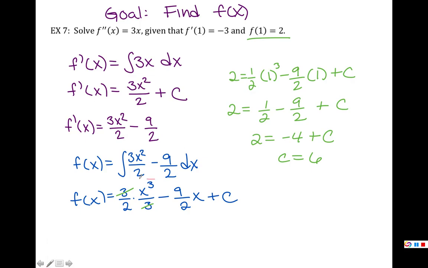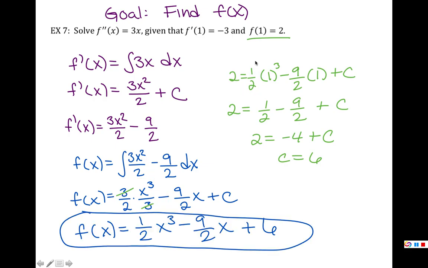If you look at my function down here, I canceled those 3's out, and that's how I got this 1/2. So I actually said my function was 1/2 x to the third minus 9 halves times x plus c. Put 1 in for x, 2 in for y. I ended up getting c equals 6. And so there's my final answer circled at the bottom: 1/2 x to the third minus 9 halves x plus c.